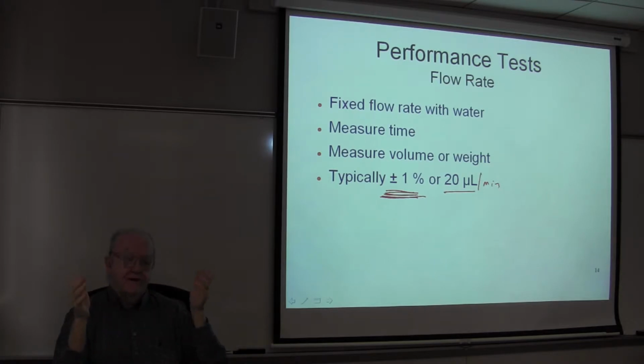And the way you measure this is pump water, measure the amount of water over a period of time, and then you weigh. Don't bother measuring the volume. That's ridiculous. Graduated cylinders, no good. Forget about it. You've got to weigh the water if you're looking for 1% reproducibility.